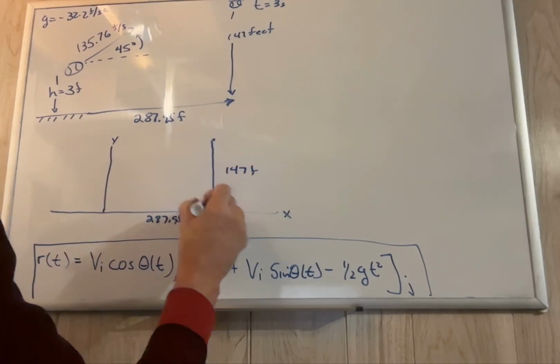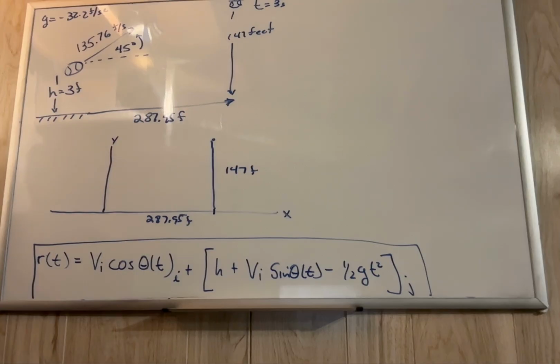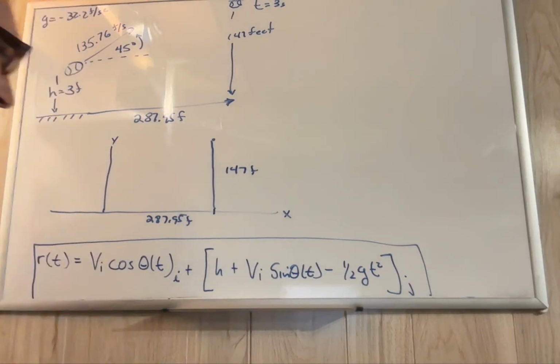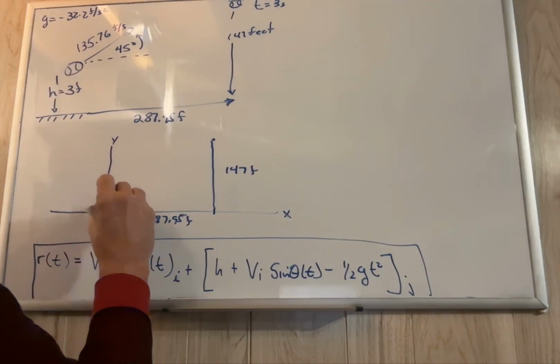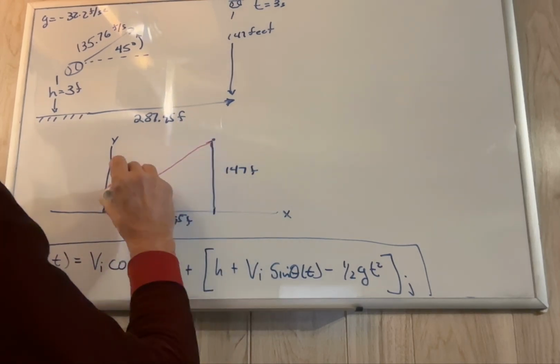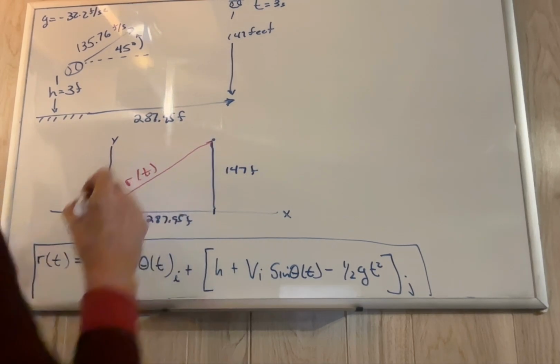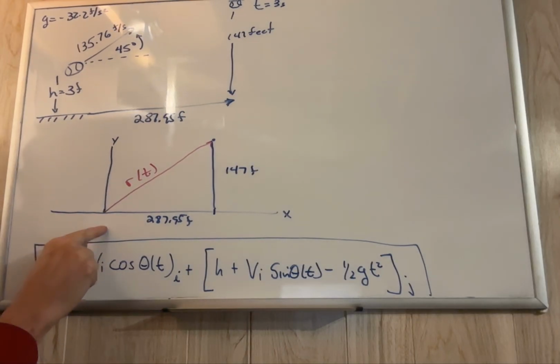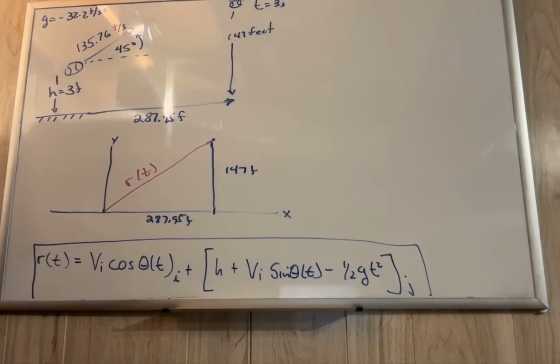This is our maximum height. Right here is R of T. This is exactly what R of T is telling you. R of T is this thing right here. From your origin to here is R of T. All right? Even though this is 3 feet off the ground, still this is our R of T.